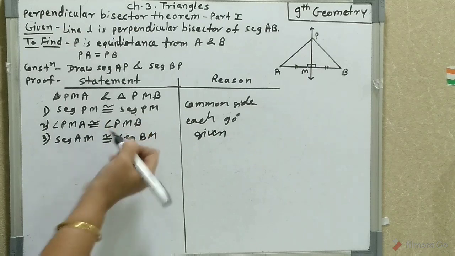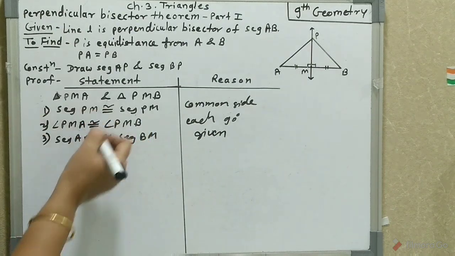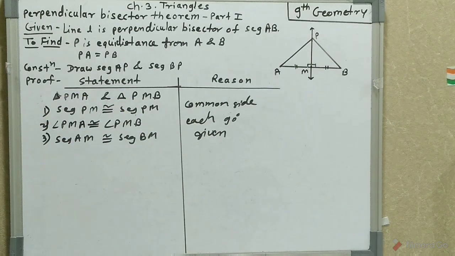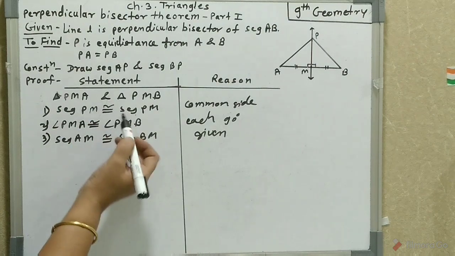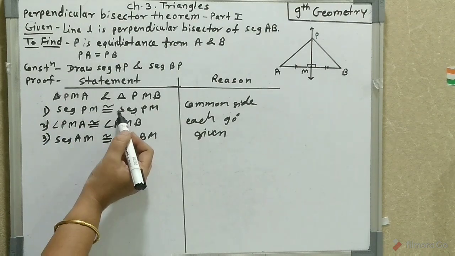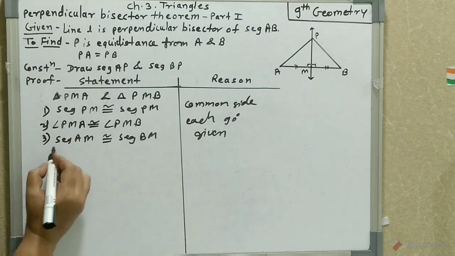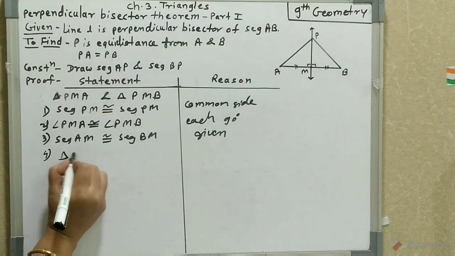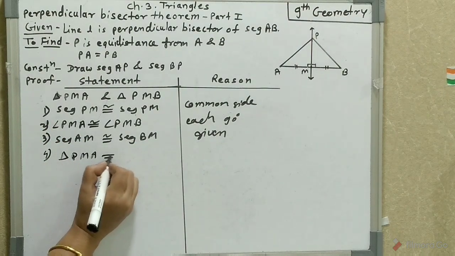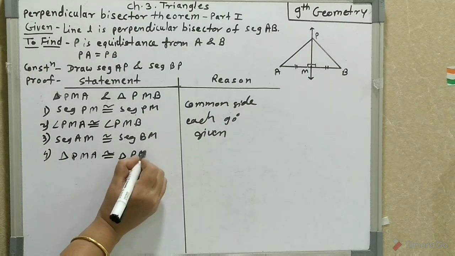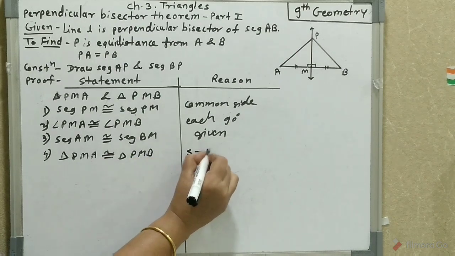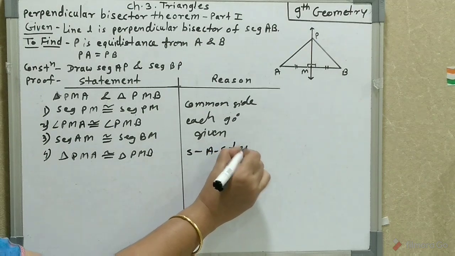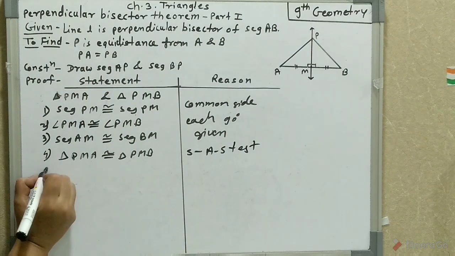Okay. So these three tests are successful. So these two triangles are congruent by the SAS test, side angle side. So we write here triangle PMA congruent to triangle PMB by the SAS test.